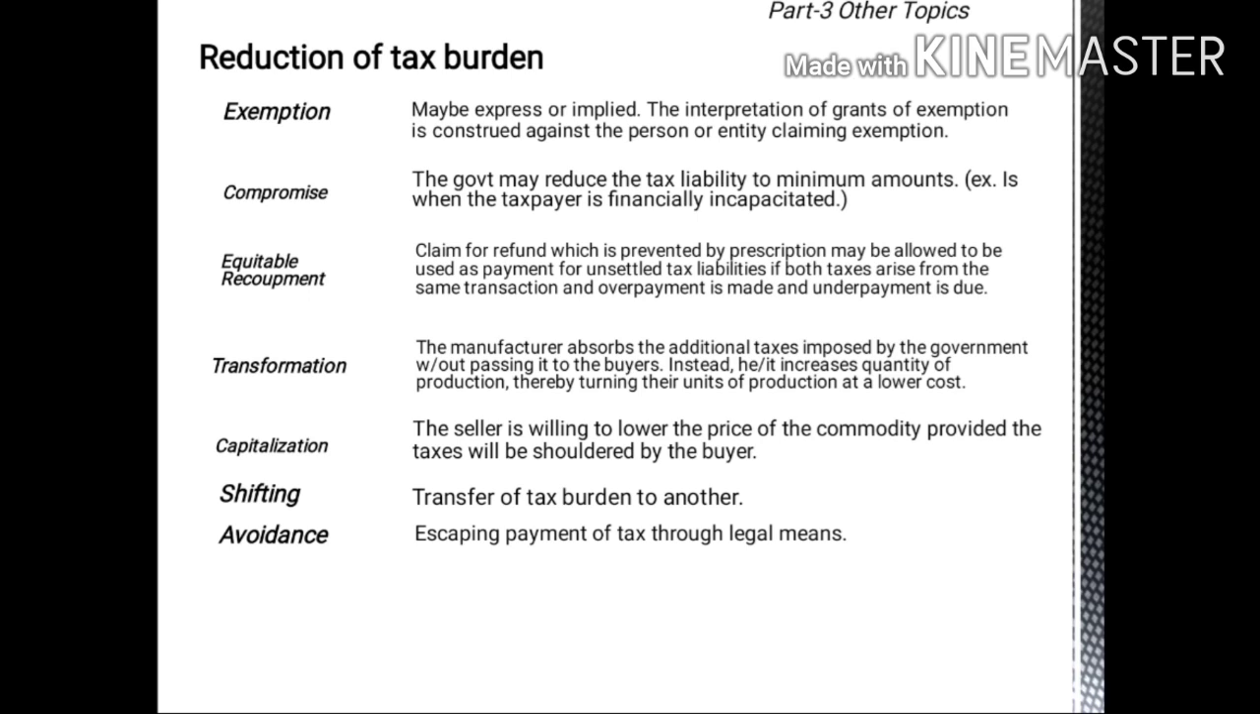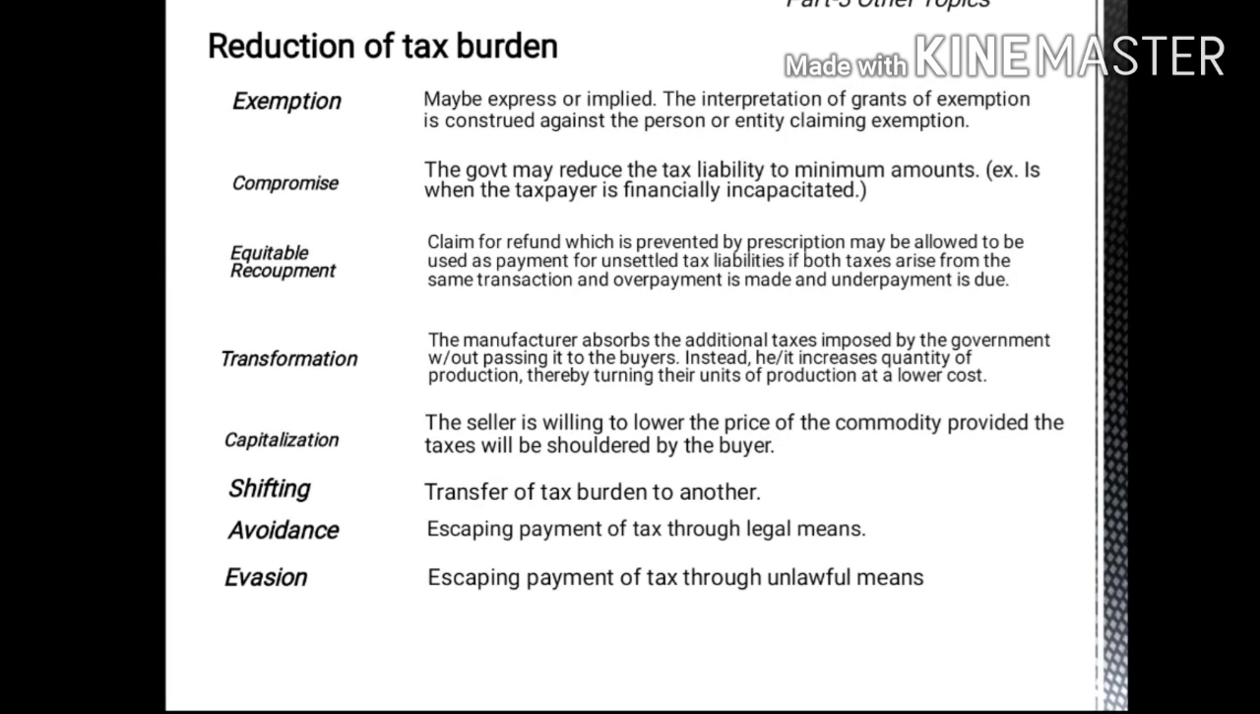Ang imo lang i-append, ang mga lupa na titled or mga buildings and real properties na titled. Ug di gyud madala, gusto gyud nimo mawala ang tax burden, pwede ka mag-evasion, which is escaping payment of tax through unlawful means. So that's it on how to reduce the tax burden. Let's go to the next topics.